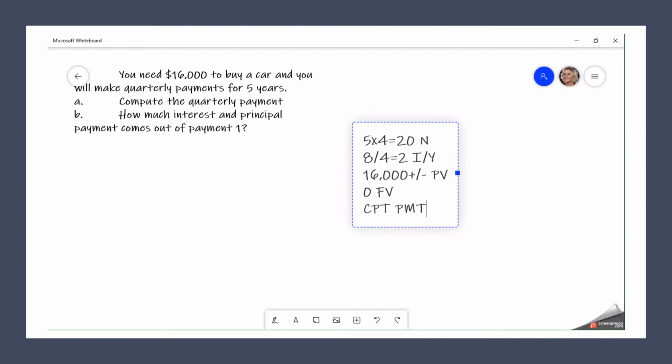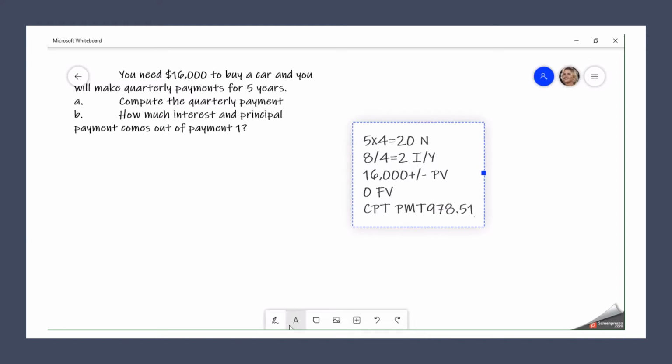So again, on my calculator, 20 is my N, 2 is my I/Y, 16,000 is my present value, no future value, compute the payment, it's $978.51.